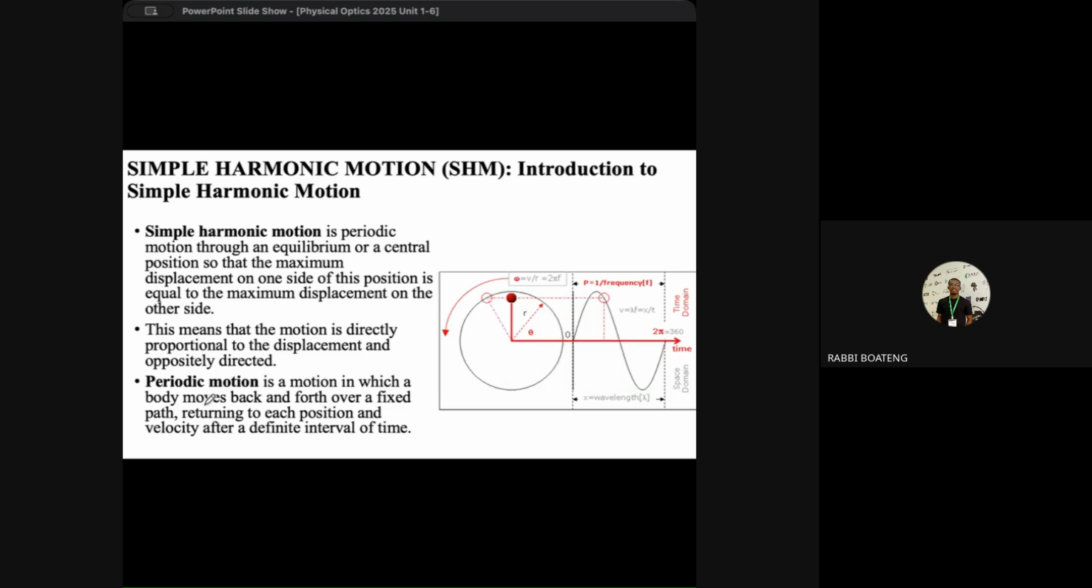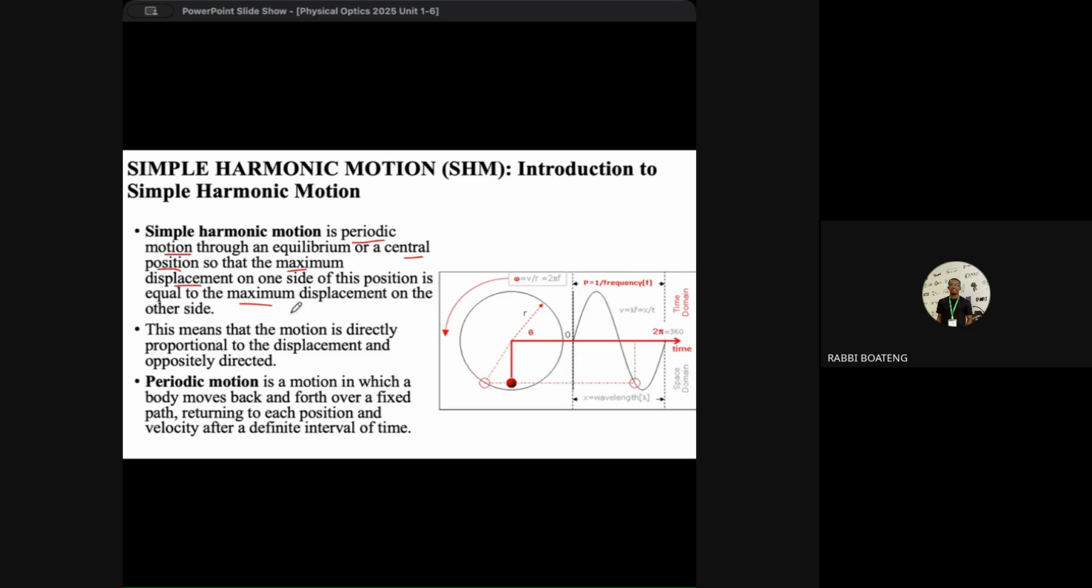Is that okay? A typical level of what? Simple harmonic motion. So when you look at the definition that I've placed here, it is a periodic motion, one, through a central position, two, so that the maximum displacement at one end equals the maximum displacement at the other end. Is that okay? So it goes left, that is the maximum displacement. That displacement that we had initially, when it goes to the other end, we should expect the same displacement there.